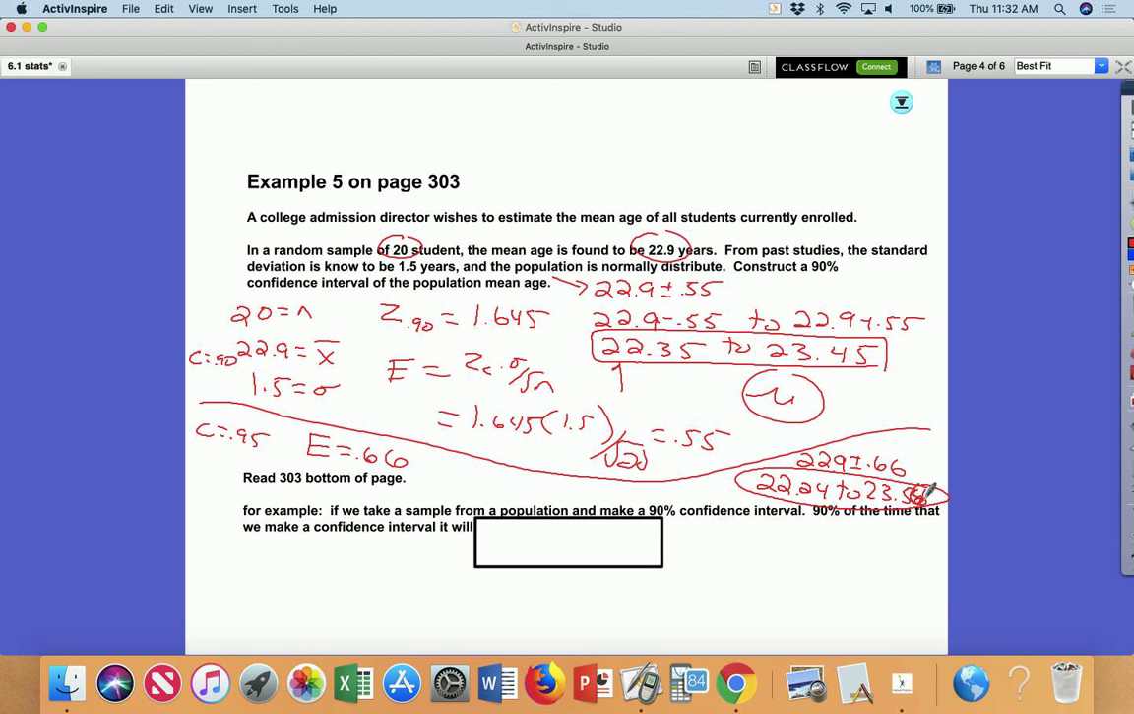What did I say at the beginning of the period? I said as your confidence increases, what is going to happen to the z? It's going to increase, and what's going to happen to the width of your interval? It's going to get wider.